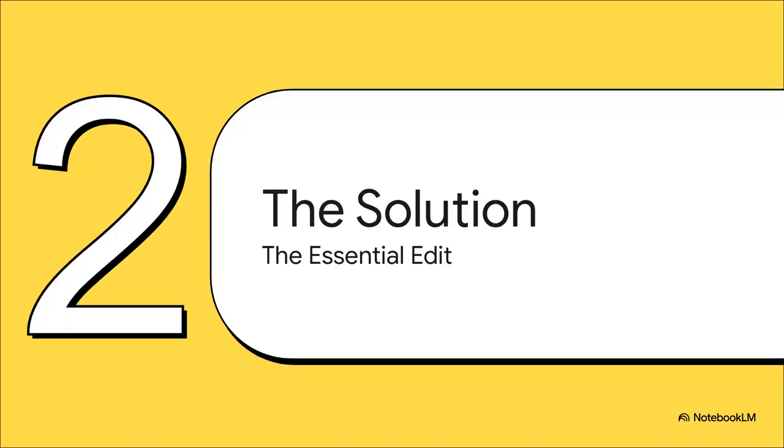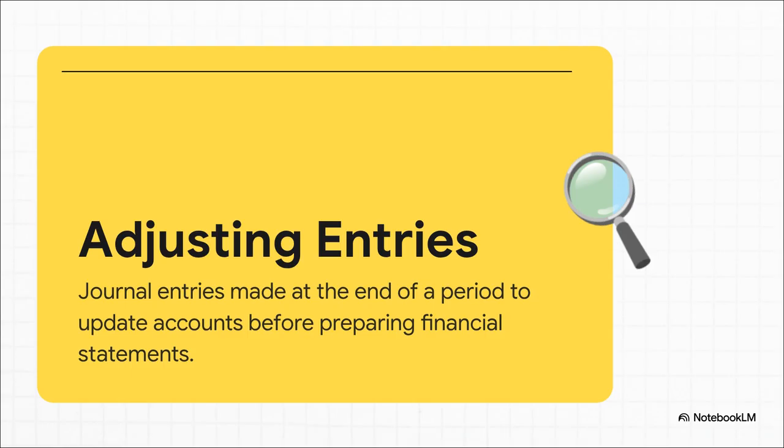Okay, so we've got our problem and we've got our principles. The solution that bridges the gap between them? Adjusting entries. You can think of them as the essential edits that take our rough draft and turn it into a polished, final report that actually reflects reality. So what are they, really? Simply put, they're special journal entries we make right at the end of an accounting period, like a month or a year. Their whole job is to get all the account balances up to date. And the key thing to remember is they always happen before you create the big official financial statements.